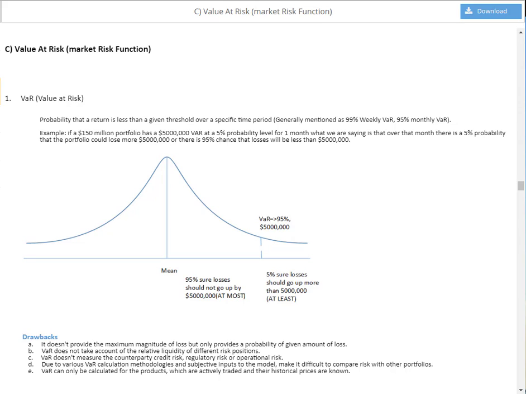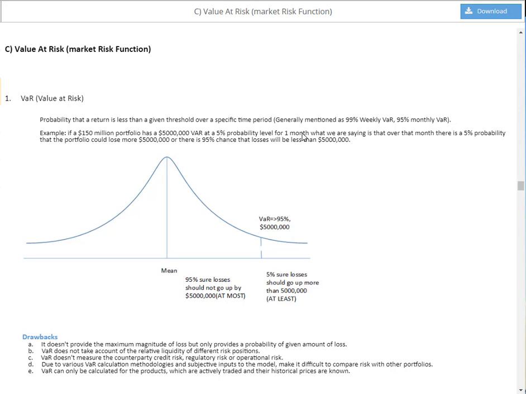In other words, what is a magical number? It's a number which depicts the market risk of a portfolio. So the entire risk is depicted by one number. In this example, we have this bell-shaped curve, and the returns are represented by this curve. There is a portfolio of 150 million which has a VAR of 5 million, at the 5% probability level and a holding period of 1 month.